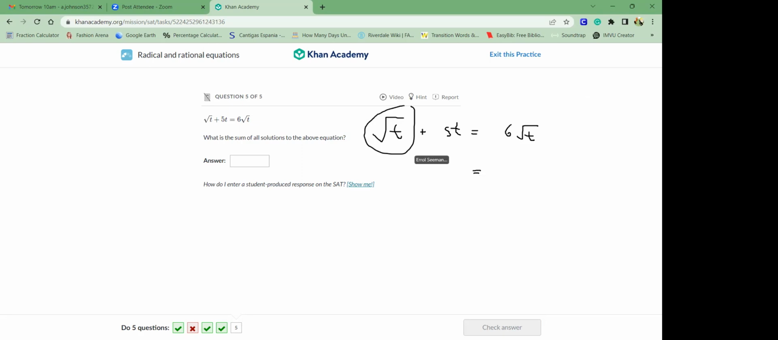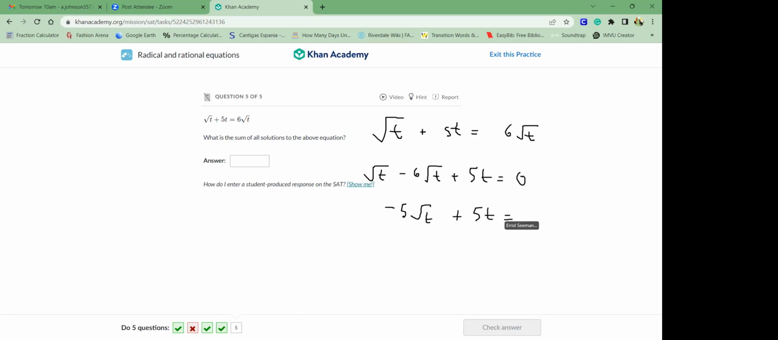This and this are like terms, right? So root t and 6 root t. What's the sign in the middle? Plus or minus? Fine. Minus, yeah, minus. And then plus 5t equals 0, right? So what's 1 minus 6? That's negative 5 root t plus 5t equals 0, right?